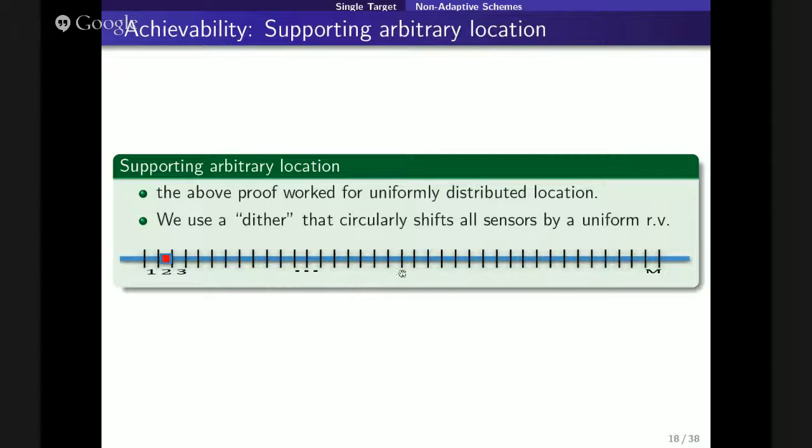If these are the sensors we had, to get the target uniform over the sensors, you can just shift all these sensors by a random amount. So draw a number uniform between 0 and 1 and cyclically shift all the sensors by this amount. And then under this shift, the target is now uniformly distributed over the sensors. So this is just a trick to get from a target that is just a number to a uniform distribution. And then you can apply the channel coding trick.